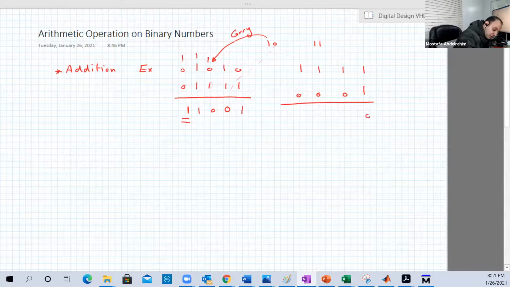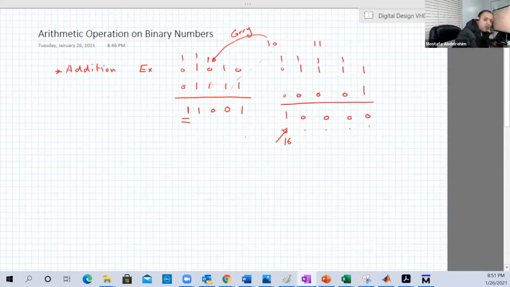1 plus 1 is 2, so 0, and we have a carry of 1. 1 plus 1 is 2, again 0, and we have another carry of 1. 1 plus 1 is 2. Of course, 2 plus 0 is 2, still 0, and we have a carry of 1. 1 plus 1, again 2. 2 plus 0 is 2, so we have 0, and again another carry. Just append the zeros. So 1 plus 0 is 1. And this is 16: 2 to the power of 0, 2 to the power of 1, 2 to the power of 2, 2 to the power of 3, 2 to the power of 4, which is 16.